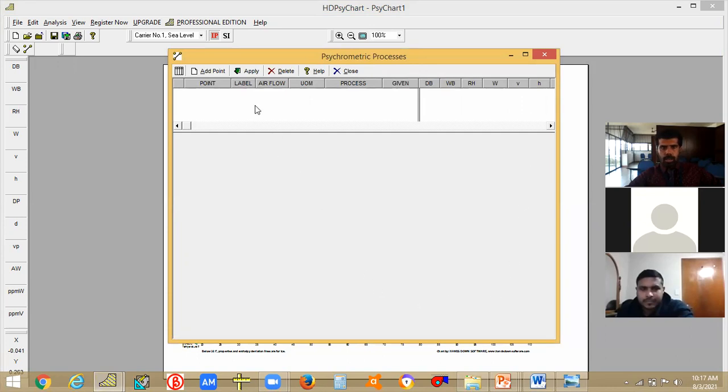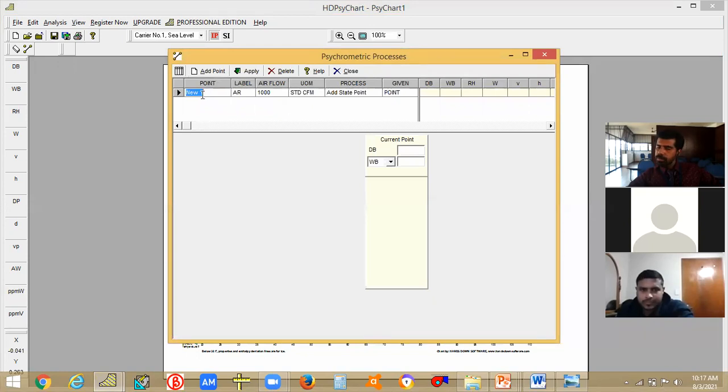Here there is an option known as add point. Click on add point, and you can give it a name. As it's an initial one, I'm simply giving start. Whatever name you want, you can give it according to your wish, such as start, initial point, cooling, heating or humidification. According to your need, you can give it.